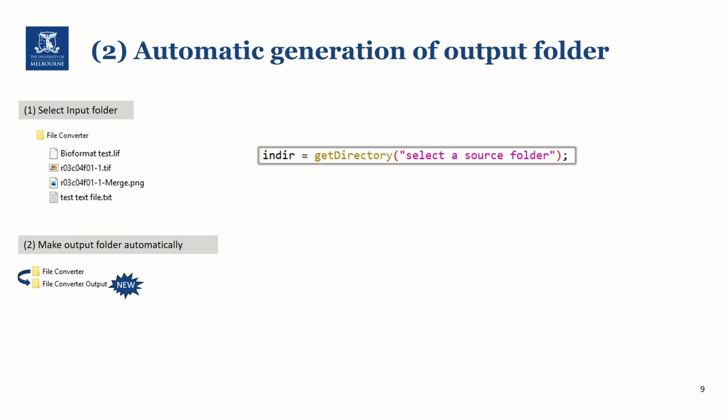Then we will work on the segment which will generate an output folder automatically. When we select the File Converter folder under the Demo Images folder, the indir path will end something like this: demo images / file converter /. This slash at the end is there because we have selected a folder.